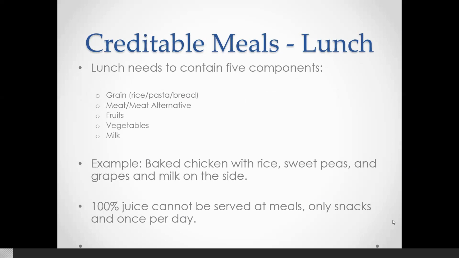Okay, so for lunch. Lunch needs to contain 5 components. That includes a grain such as rice, pasta, or bread, a meat or a meat alternative, fruits, vegetables, and milk. An example of a complete lunch would be baked chicken with rice, sweet peas, and grapes, and milk on the side. And of course, we're always going to make everything developmentally appropriate, so we're going to cut down those grapes and dice them up so we can prevent choking hazards. 100% juice cannot be served at meals, only at snacks and once per day.